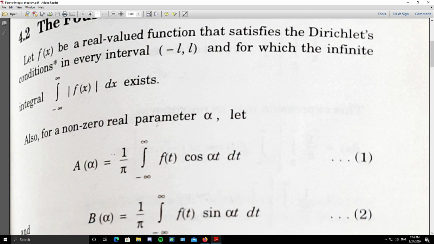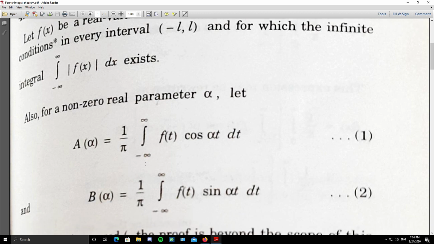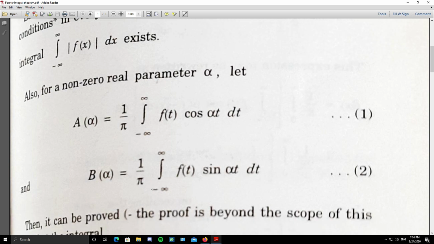Then A of alpha is defined this way, over the infinite range. You see, integral from minus infinity to infinity. B of alpha is defined this way. Fourier defined A of alpha and B of alpha as these definite integrals. So f of t cos alpha t, you know that a n, what is a n? a n is always associated with the product f of x cos.